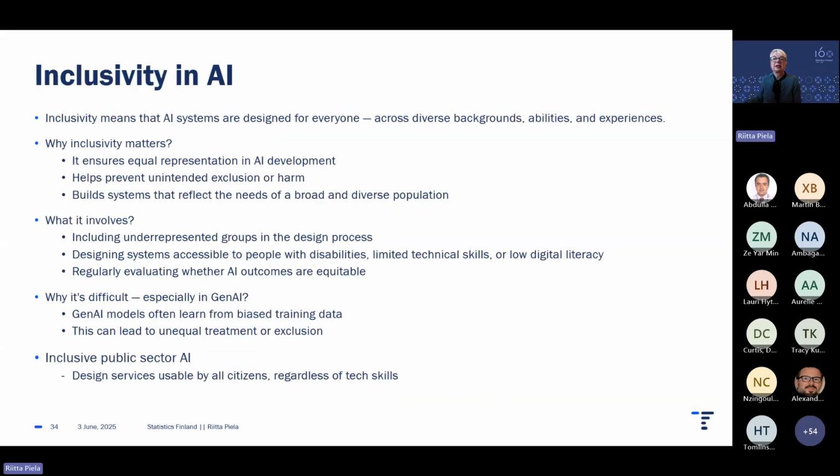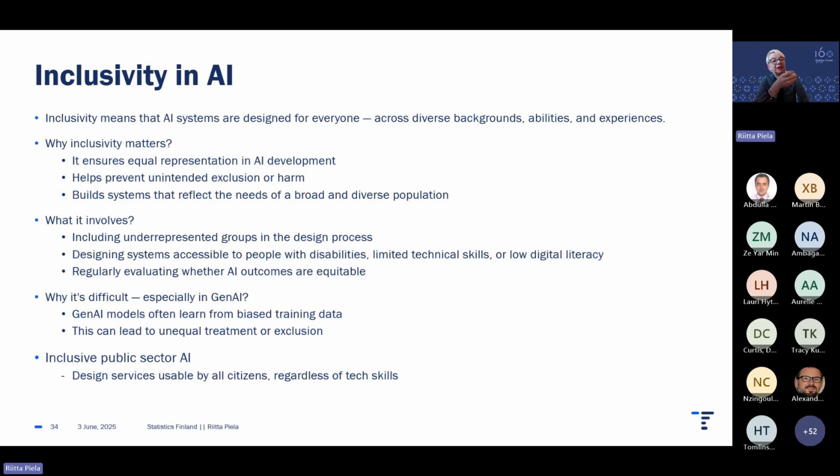Inclusivity is not a principle in all the responsible AI classifications, but I always want to have it as a separate one because I think it ensures somehow equal representation in the whole AI development, helps prevent unintended exclusion or harm, and builds systems that reflect the needs of a broad and diverse population.